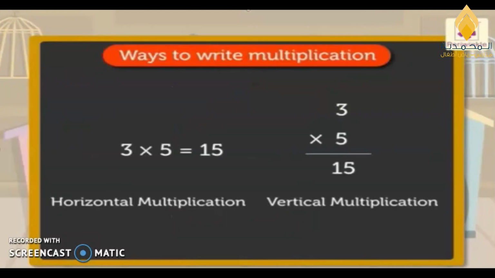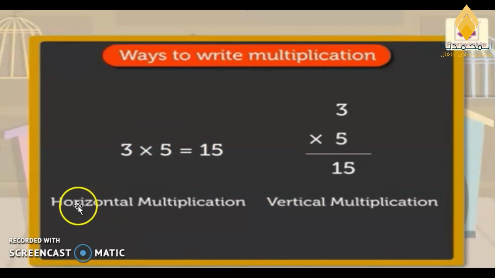Now let's learn the ways to write multiplication. There are 2 ways to write the multiplication. The first one is the horizontal multiplication. This is horizontal multiplication. And this is vertical multiplication. Look, these are the same. 3 times 5 equal 15.